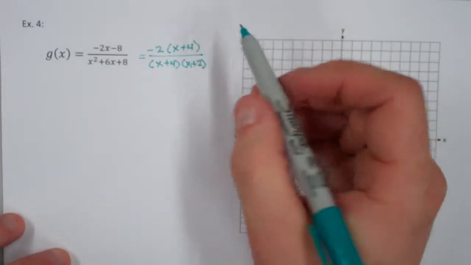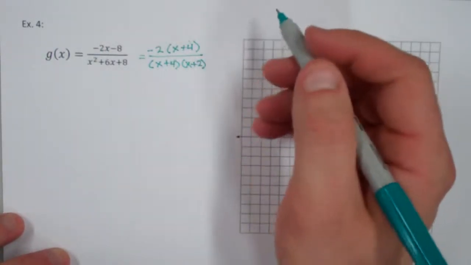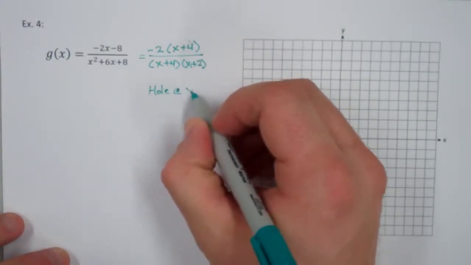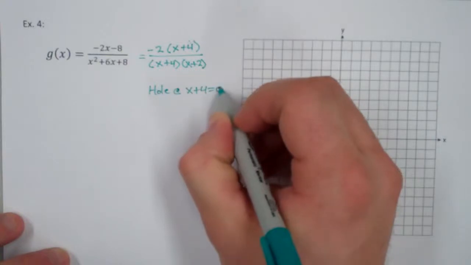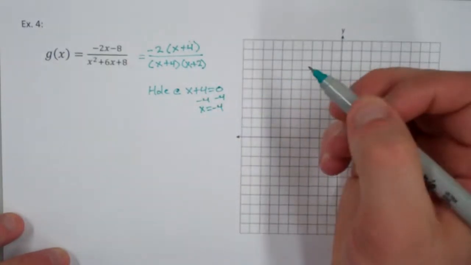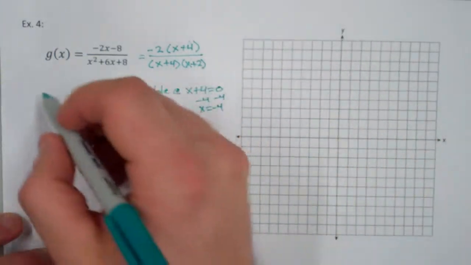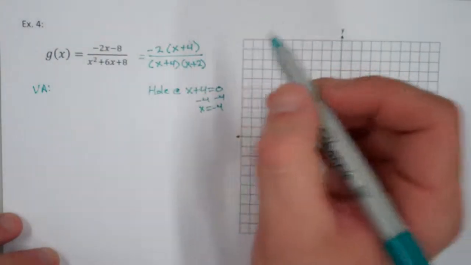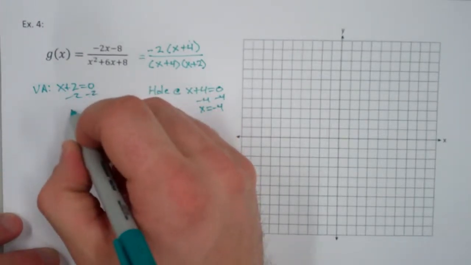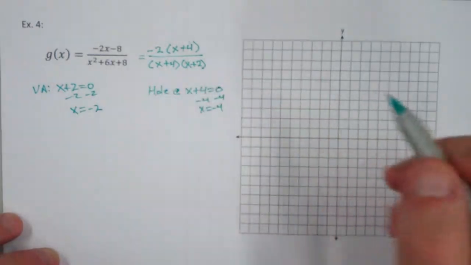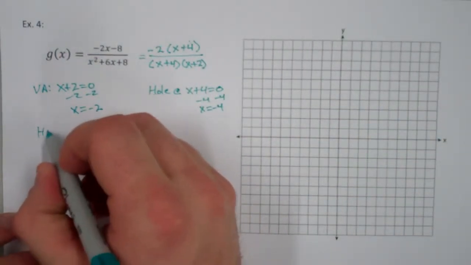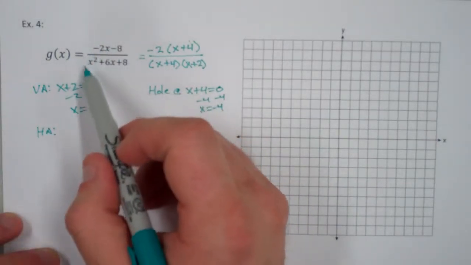You will notice that there is a common factor here, x plus 4 and x plus 4. So there's going to be a hole at x plus 4 is equal to 0. So we'll subtract 4, and there's going to be a hole here at negative 4. The x plus 2 is where your vertical asymptote is going to be hanging out. So we can set x plus 2 equal to 0, subtract 2, and we now know that our vertical asymptote is at negative 2.